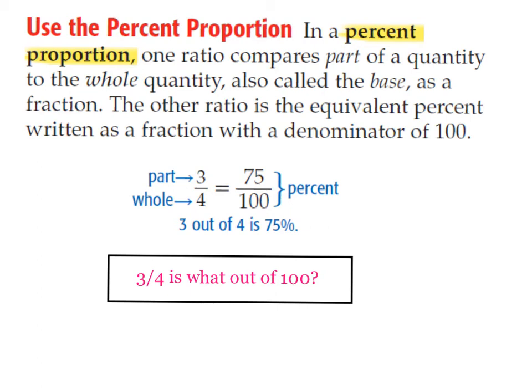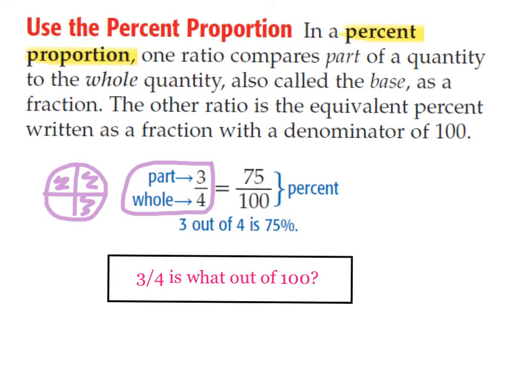So in a percent proportion, one ratio compares part of the quantity to the whole quantity, also called the base, as a fraction. So this is the example that we just looked at on the previous screen. We have 3 is the part over 4 is the whole. Think of that pie that has 4 pieces. We're looking at 3 of the pieces out of 4 total.